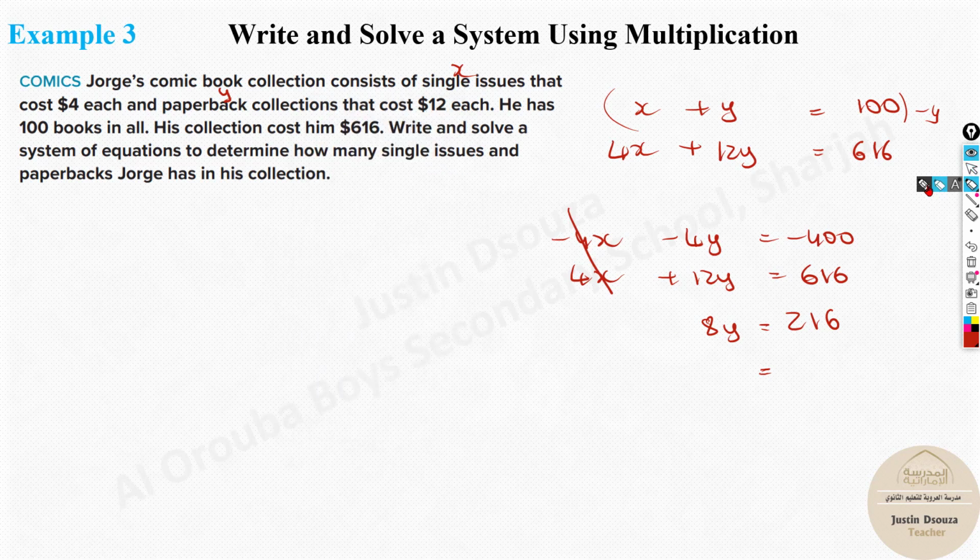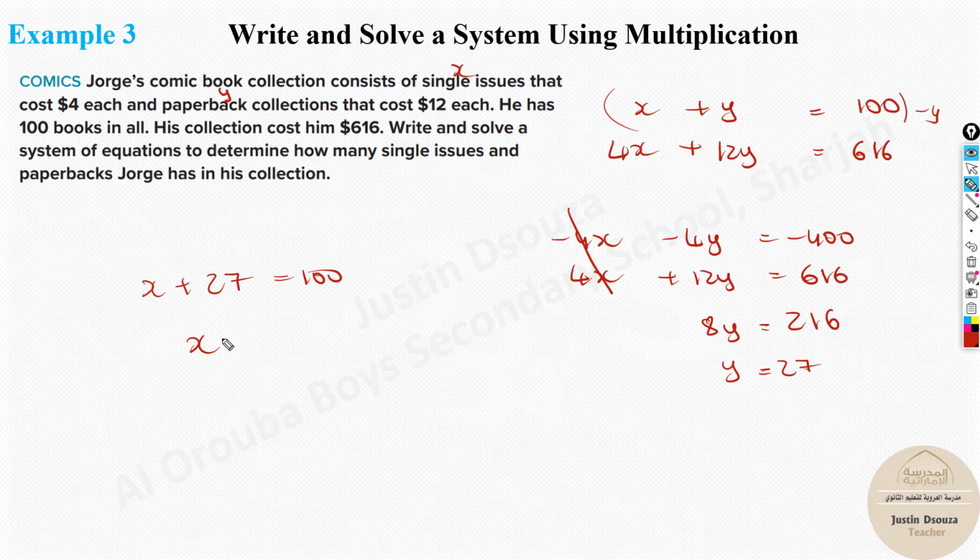Now this would be 27 here. That is the y value. Y is 27. So just substitute this in any of the equations and solve. Now I'll use the first equation because it's much easier. X plus y equals 100. So x plus 27, that is y, equals 100.